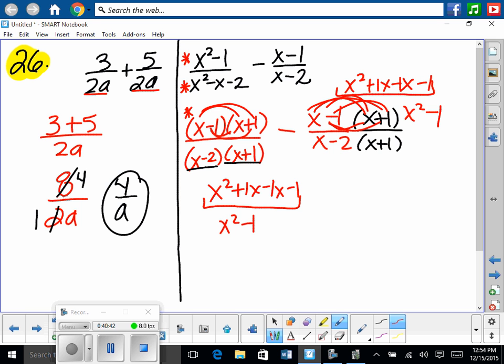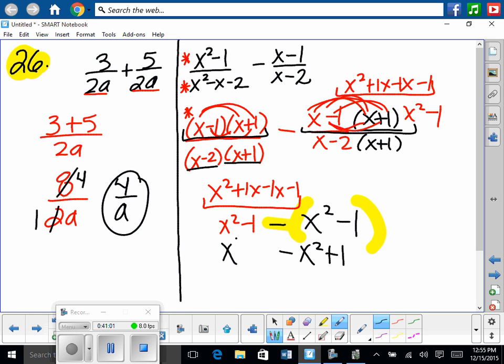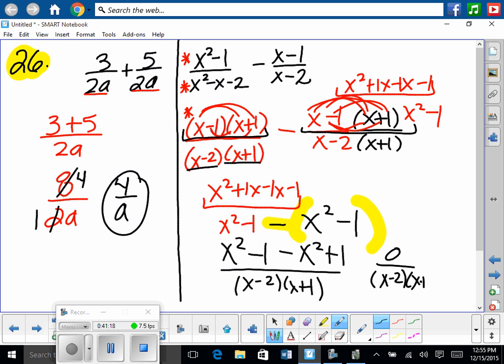So on top, we have this piece had x squared minus 1, and then we're subtracting x squared minus 1. So x squared minus 1, subtract x squared minus 1, and if you do that, you've got to subtract all of this, so you've got to put that in parentheses. So really, we have negative x squared plus 1. So we have x squared minus 1 minus x squared plus 1 on top. And on bottom, we have our common denominator of x minus 2 times x plus 1. Combine like terms, and look, we get a 0 on top. So 0 over x minus 2 times x plus 1. Well, 0 divided by anything is just 0. So that's our answer.